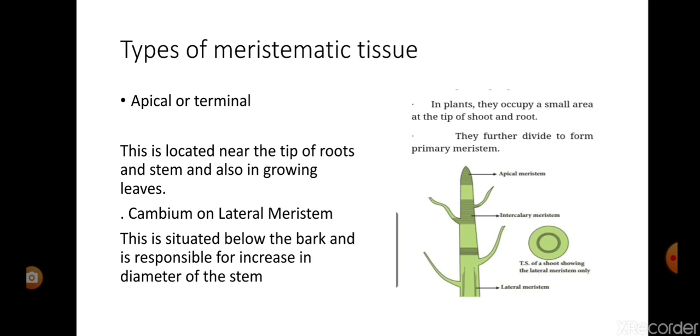Next one is cambium or lateral meristem. This is situated below the bark, and it is responsible for the increase in the diameter of the stem. The middle portion and the last portion, that is the lateral meristem, is generally present inside the bark, that hard portion of the stem.